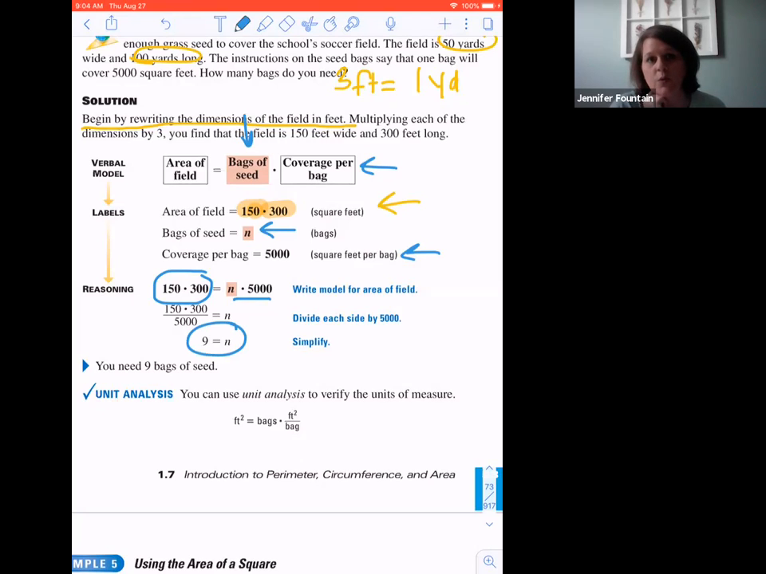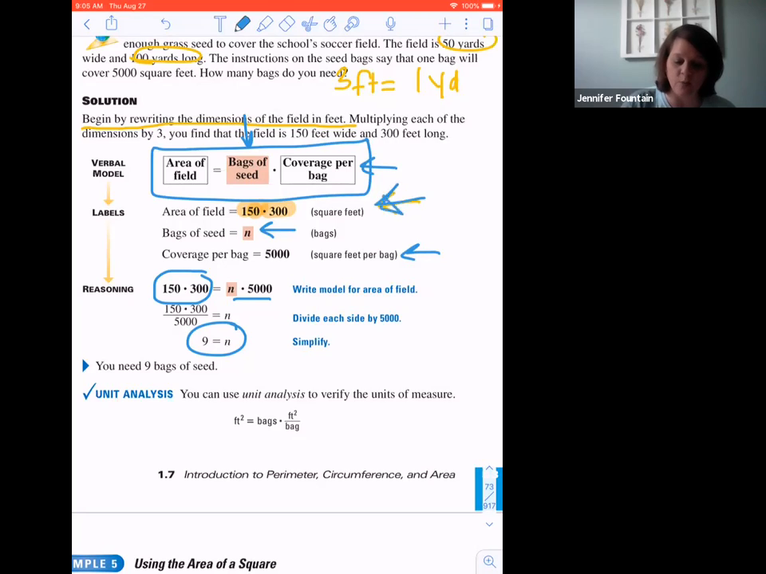Okay, so one of the things we learned here is do your conversions first. Go ahead and set that up to where everything is in equal measurements first. Then set up what your equation is going to look like. Know that the area of the field is going to equal the number of bags of seed times the coverage per bag. Plug in your known information. In this situation, we knew how big our field was. We knew how much seed we would have per bag. What we did not know will be used as our variable, okay?